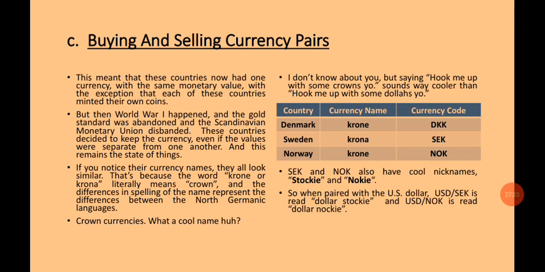Here are the three countries and their country code. Denmark, Sweden, Norway. Different spelling. Denmark's currency code is DKK, Sweden is SEK, and Norway is NOK. The SEK and NOK also have cool nicknames, which are Stuki and Nuki. So when paired with the US dollar, USD/SEK is read dollar Stuki, and USD/NOK is read dollar Nuki.